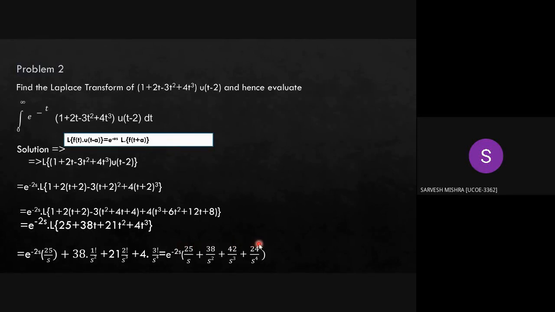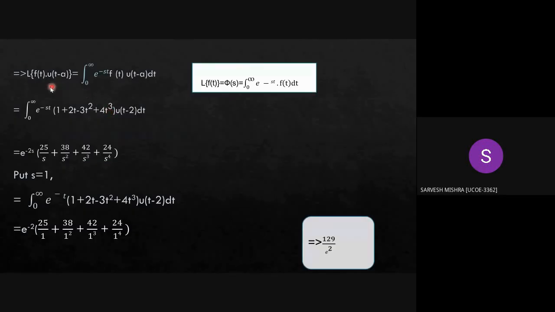So we come to our second part, that is integration 0 to infinity e raised to minus st. So in this we will use our e raised to minus t. So in this you will use this step, that is Laplace of f of t, which is equal to unit step function of t minus a, which is equal to integration 0 to infinity e raised to minus st f of t unit step function of t minus a dt.